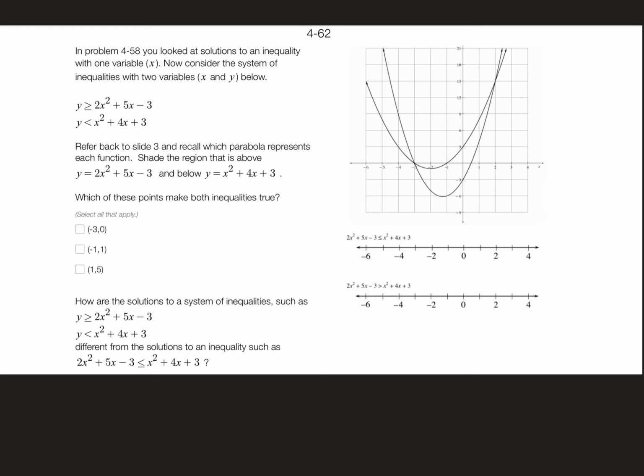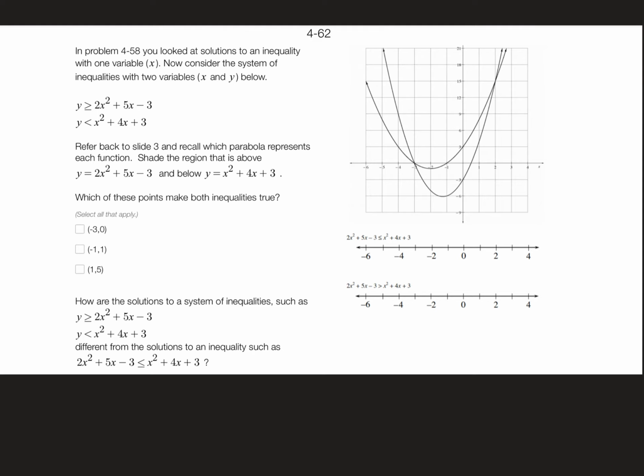All right, so let's kick it up a notch here. In the previous problems, we were looking at inequalities with just one variable, variable x. Now we want to consider a system of inequalities. So we have two variables now, x and y. So we have two inequalities that we're going to focus on, all right?